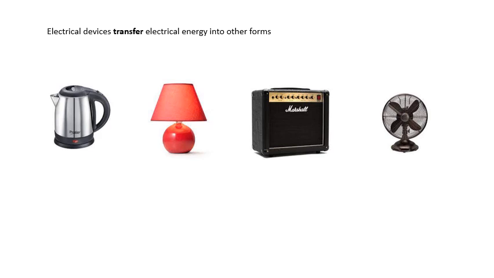So the kettle is obviously going to be heat. The lamp will be heat and light, more heat than light. This amplifier will be sound, and the fan will be kinetic energy. The motor in it will transfer electrical energy into kinetic energy. So electrical devices transfer electrical energy.